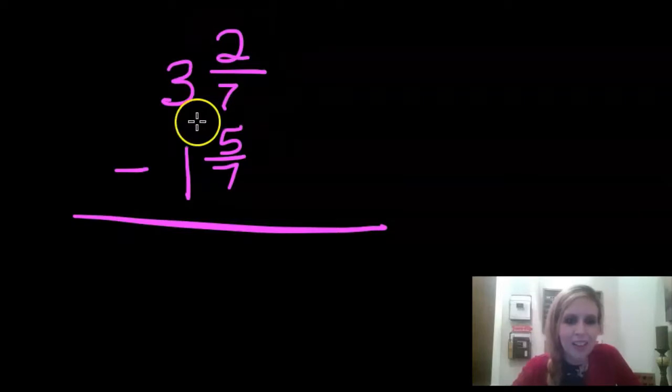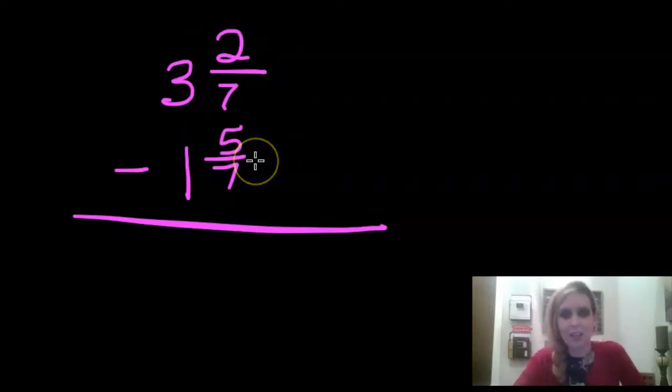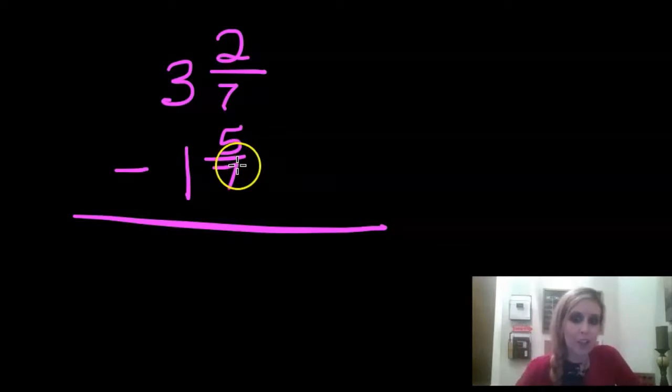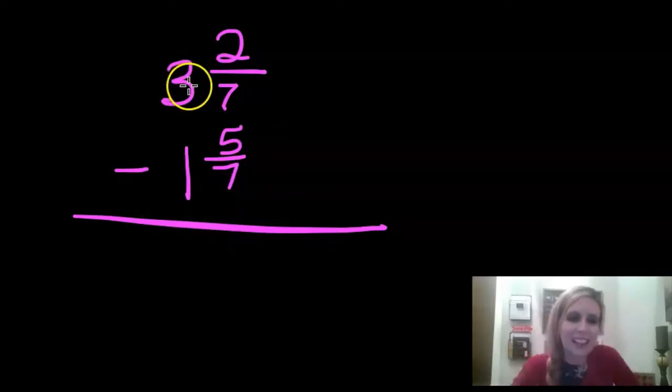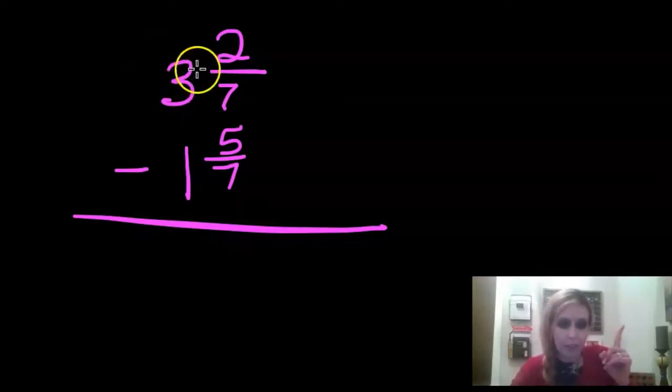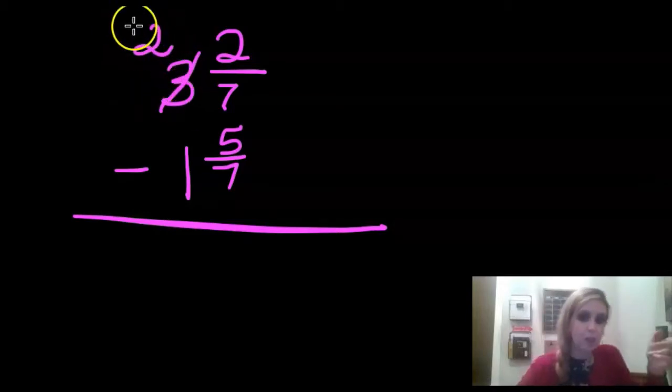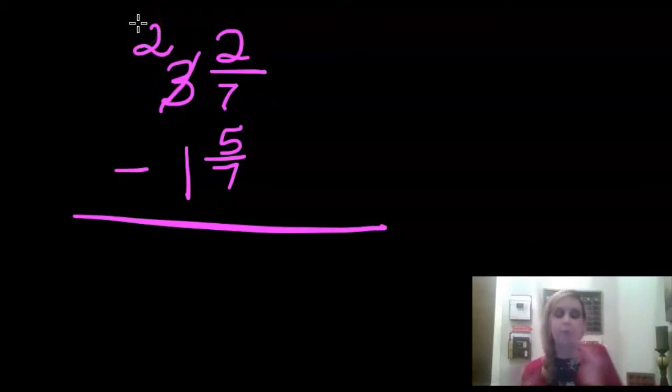I've got 2 and 5. 2 is smaller than 5. I can't subtract that, right? So what do I need to do? Borrow. All right, so I'm going to borrow from my whole number here. I'm going to borrow 1. Okay? When I do that, the 3 becomes a 2 because I've borrowed 1.